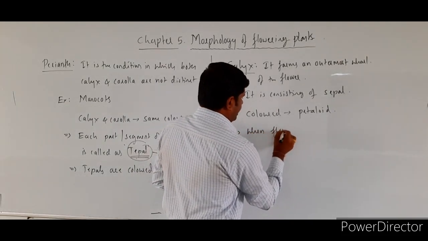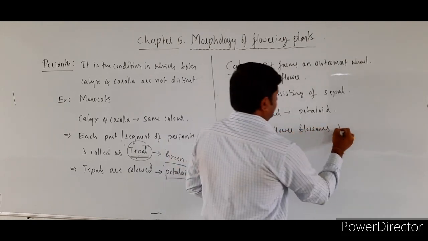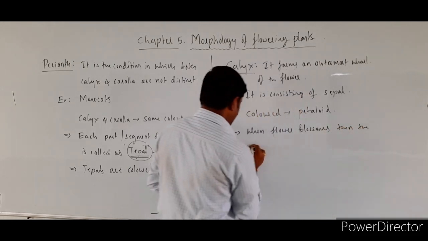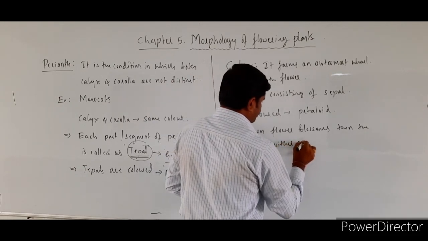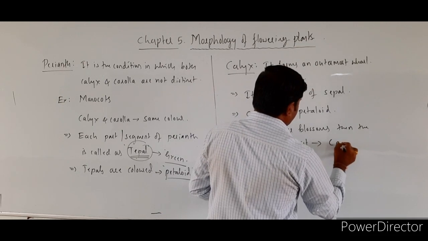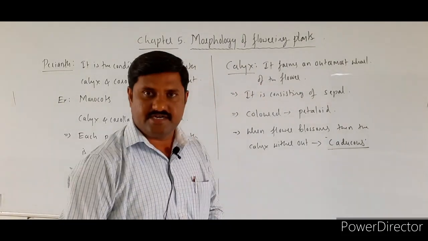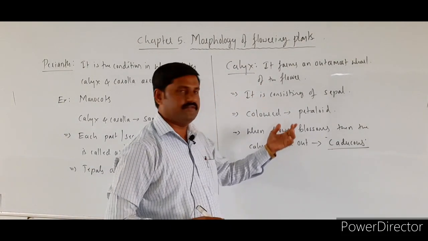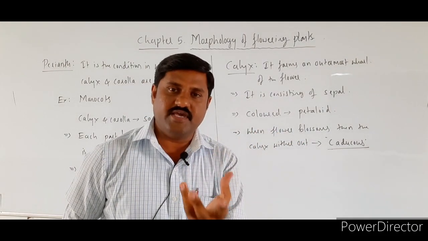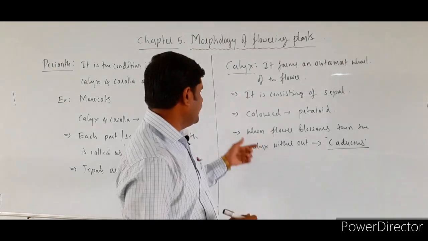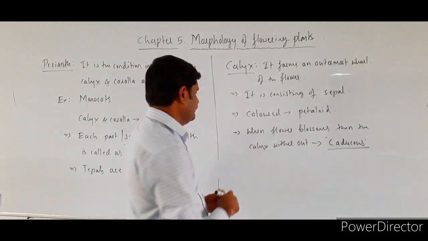When the flower blossoms, then the calyx withers out. Hence it is called caducous. The condition is called the caducous condition. It means withering of this calyx takes place soon after the flowering or blossoming of the flower. It is said to be caducous. Sometimes it is persistent, right?